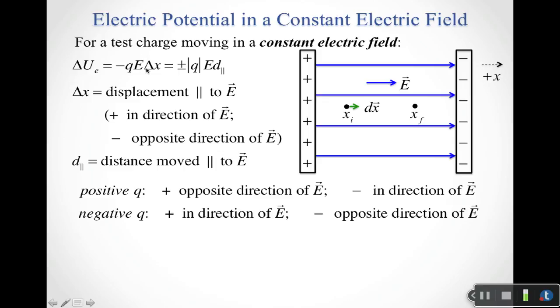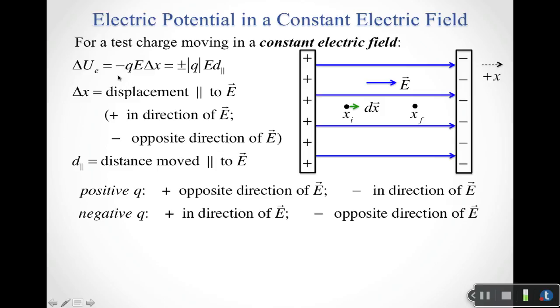Multiply that by the magnitude of the electric field, this has to be positive, and then multiply it by your displacement parallel to the electric field. And again, this displacement, sort of the way that we ended up defining the problem in terms of the calculus, will be positive if you move in the direction of the electric field. It'll be negative if you move opposite the direction of the electric field.